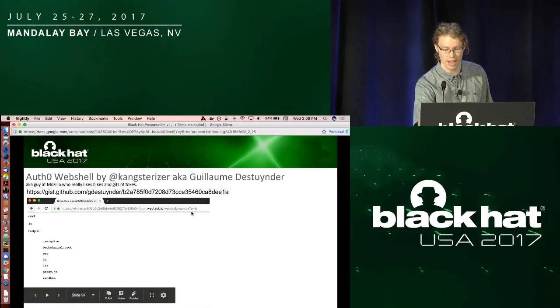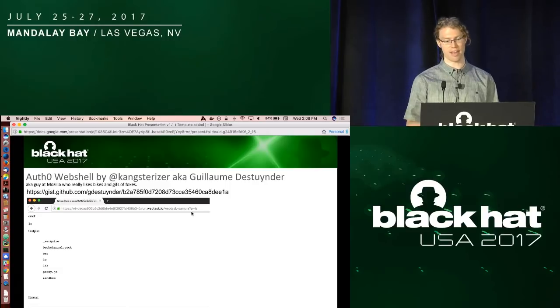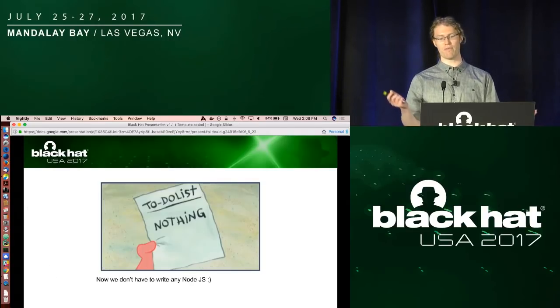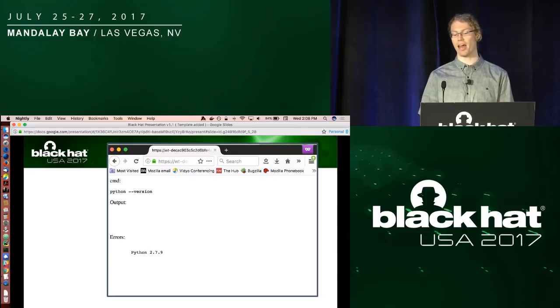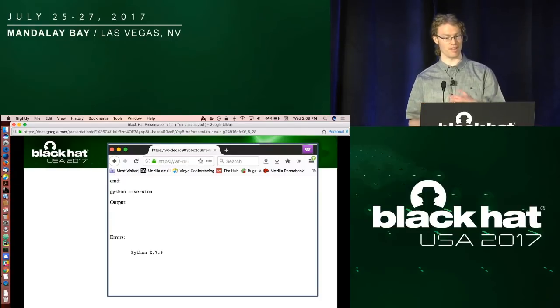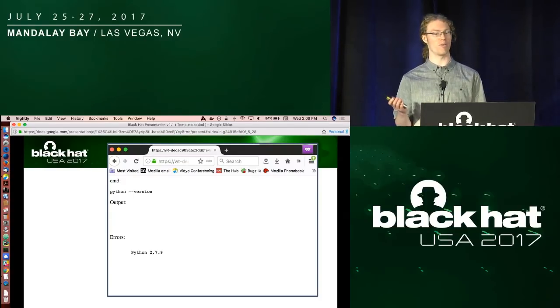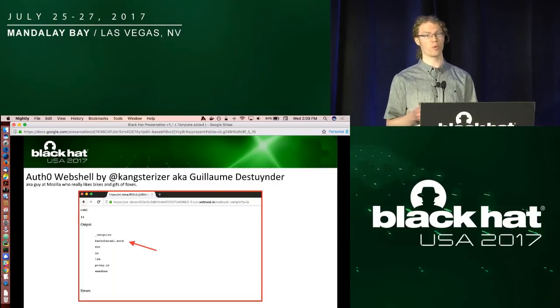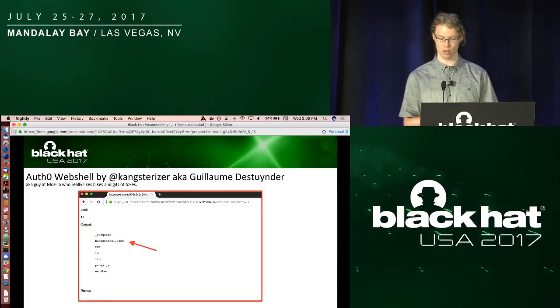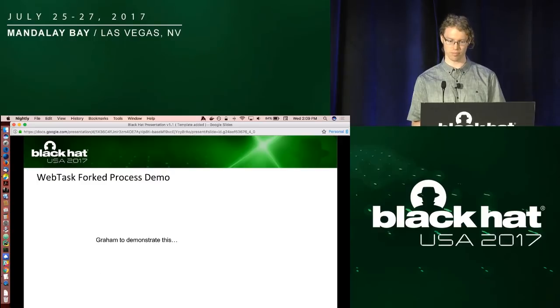You can see here's an ls, and you get the output of the ls. You get some file system dumps right here. So this is great for us, because we didn't have to write any Node.js anymore. Because if you shell out and call Python, you can see that Python 2.7.9 is also on those boxes. So we got to explore around a little, run our profiler, and we even found some other cool stuff like backchannel.sock, which we'll touch on a little later.